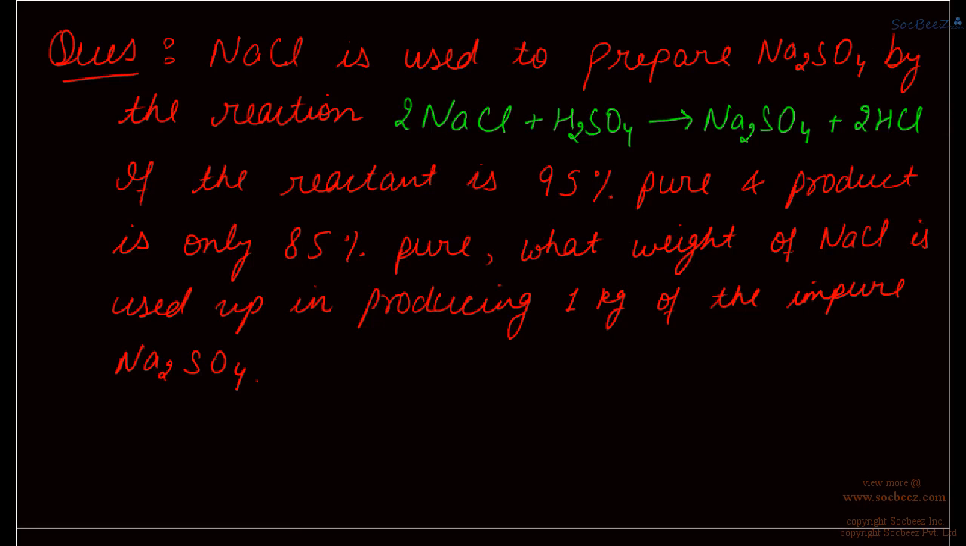Question 1 says that NaCl is used to prepare Na2SO4 by the reaction 2NaCl plus H2SO4 gives Na2SO4 plus 2HCl. If the reactant is 95% pure and the product is only 85% pure, what weight of NaCl is used up in producing 1 kilogram of impure Na2SO4? The thing to consider in this question is that 2 moles of NaCl react with 1 mole of H2SO4 to give 1 mole of Na2SO4 and 2 moles of HCl. Okay, so let's approach this question.